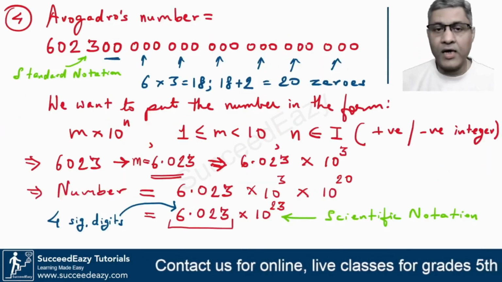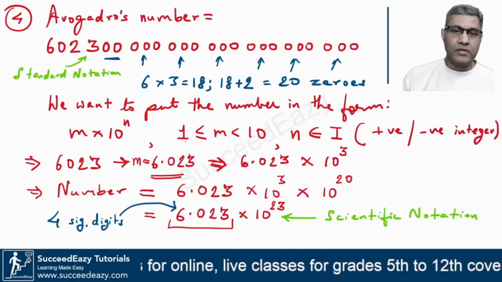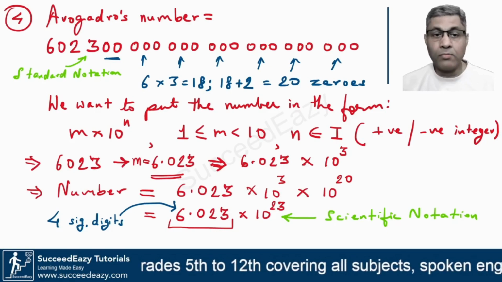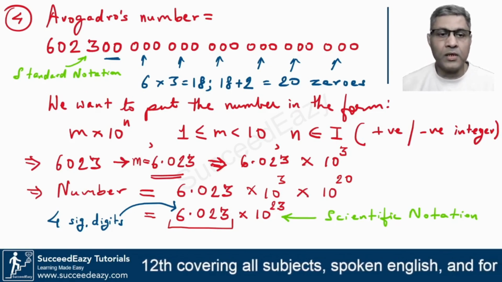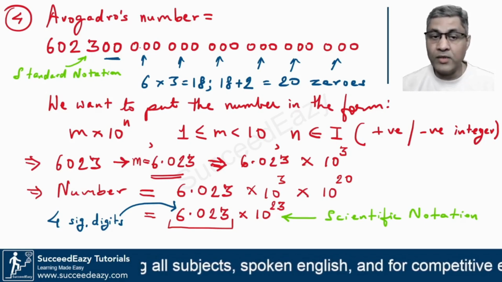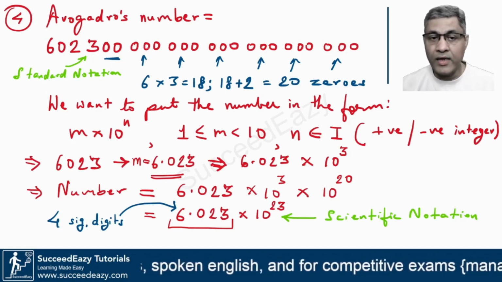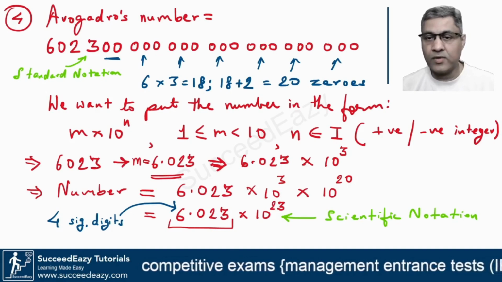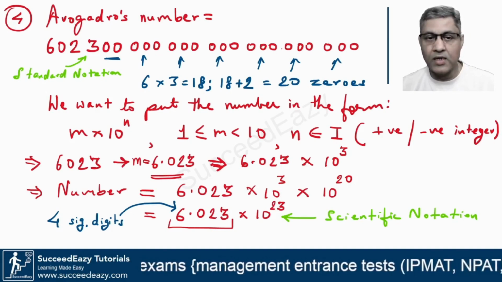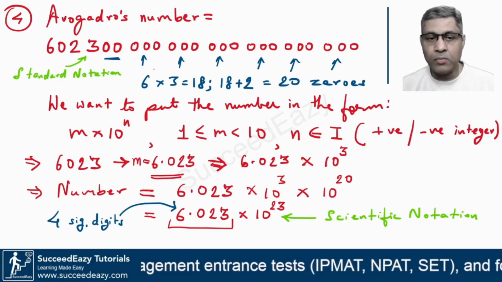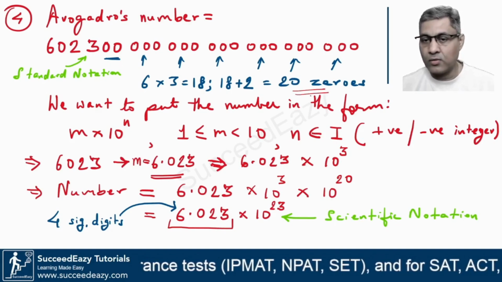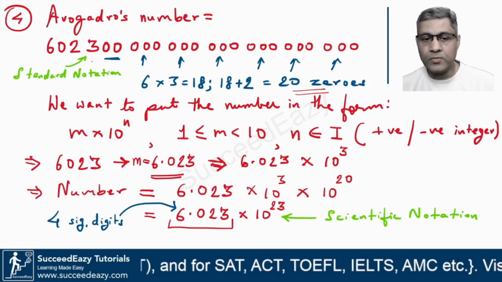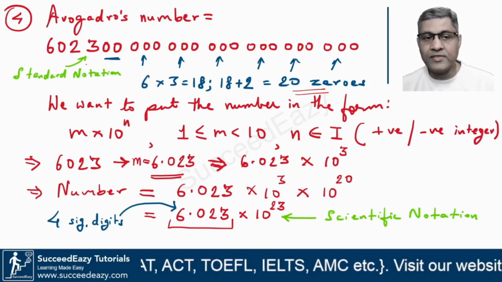Now let's take a very large number called Avogadro's number, which we often see in scientific calculations. The number is like this: 602,300, followed by how many zeros? There are 18 zeros: 3, 6, 9, 12, 15, 18. So these are 18 plus 2, there are 20 zeros in all. And this is the standard notation. How do we express this in the form of scientific notation?